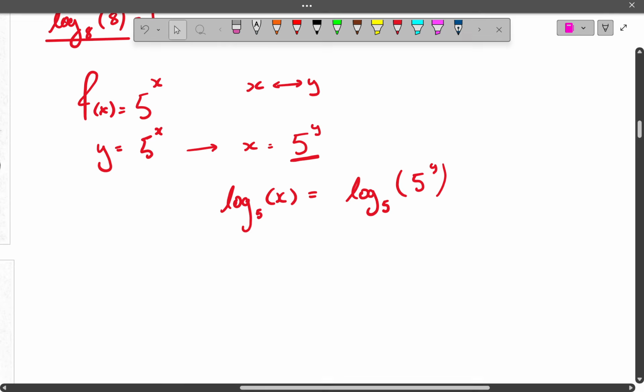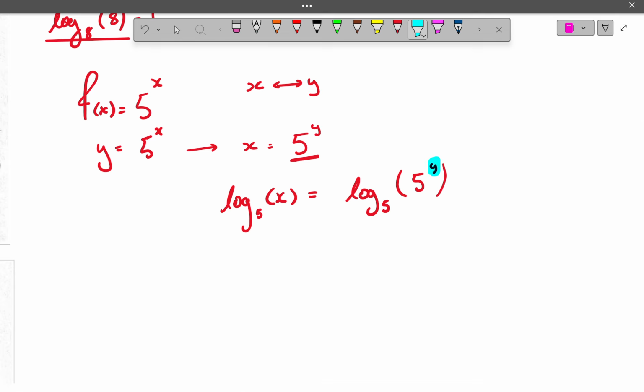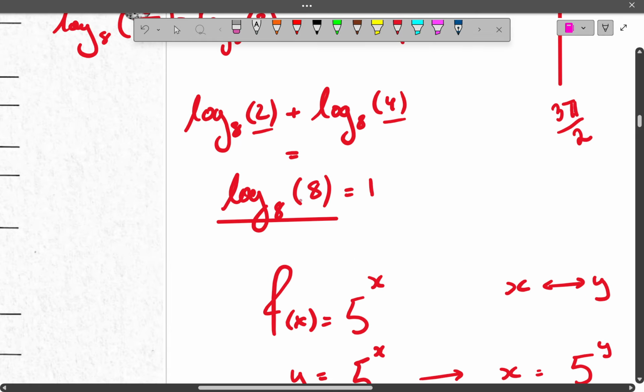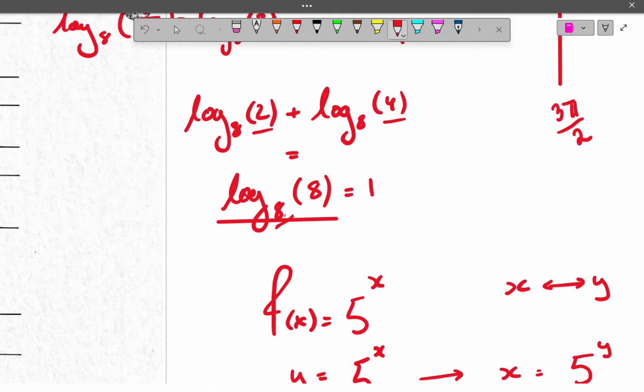And for the logarithm rules, if you have the log of anything that has an exponent, this exponent that we have here, this y, can be brought to the front. So I'm going to write this as y times logarithm base 5 of 5. And you'll notice this is log base 5 of 5. This is just like we were talking about over here. If you have a logarithm whose base is the same thing that's on the inside, it's always going to be equal to 1.